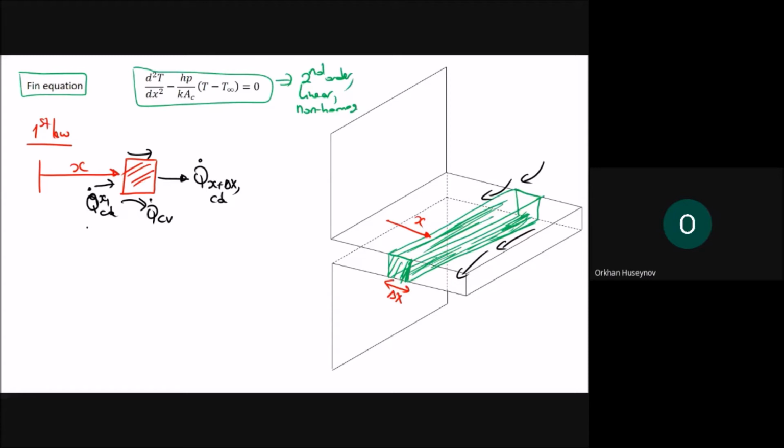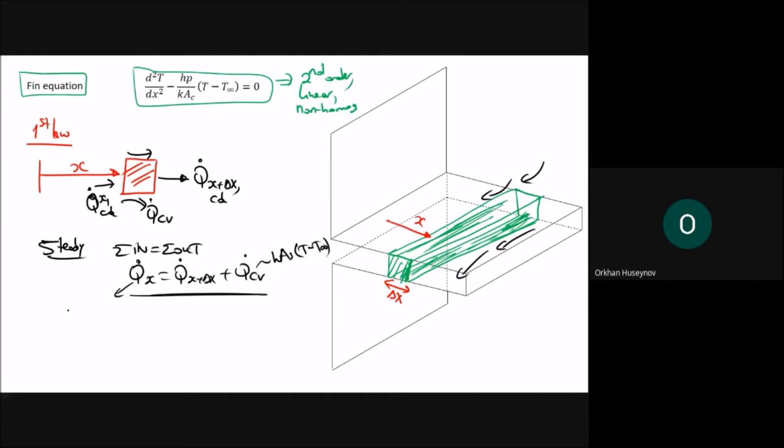If you write the first law of thermodynamics, for the steady case, in is the same as out. In that case, Q dot x will be equal to Q dot x plus del x plus Q dot convection. And you will write the equations, for example, for convection it will be hAs times T minus T infinity. And for Q dot x, you will just write kA dT by dx. You will just write these equations and simplify. At the end, you will see this final equation here, which is the Fin equation.